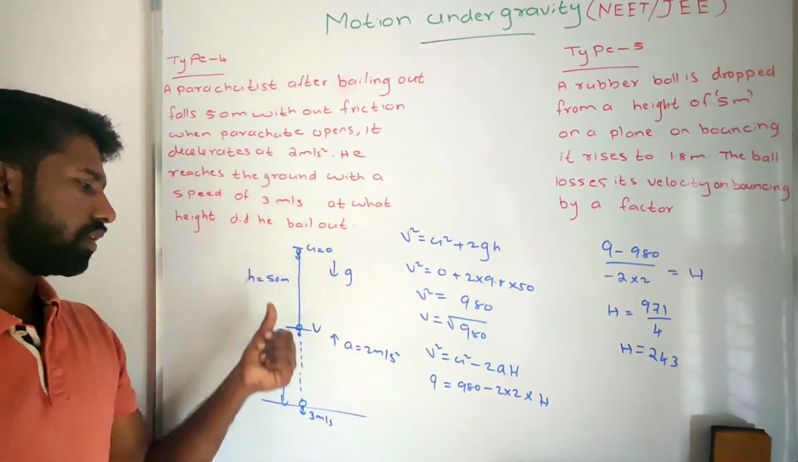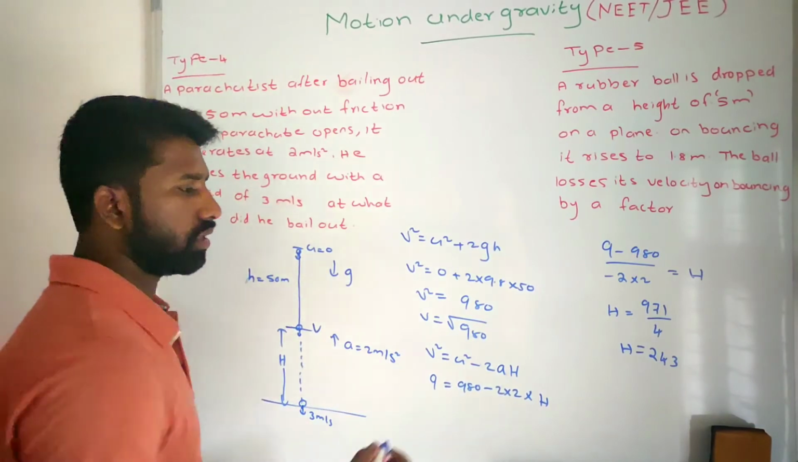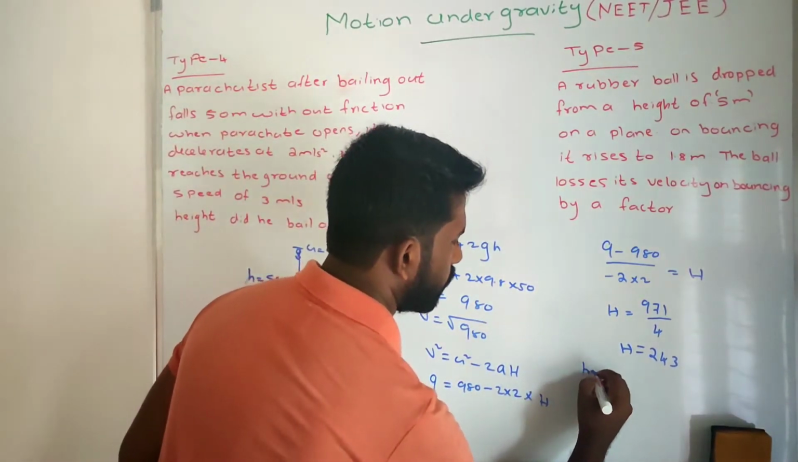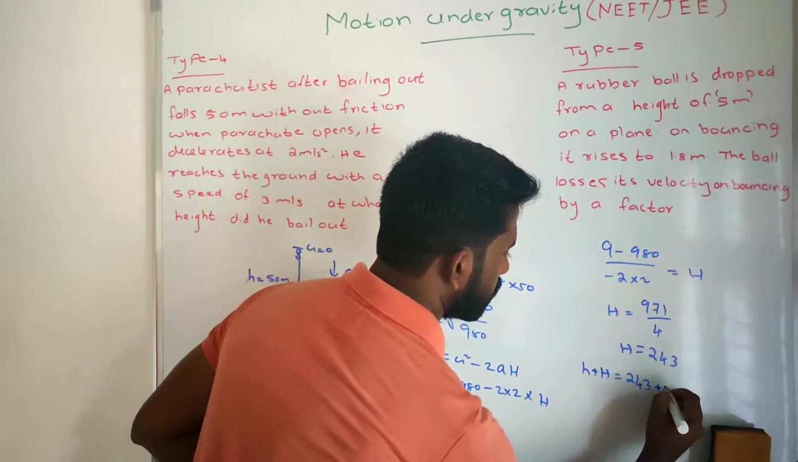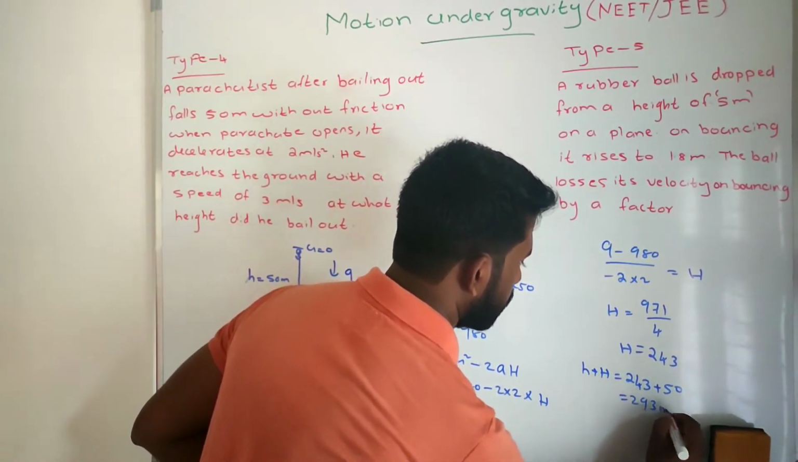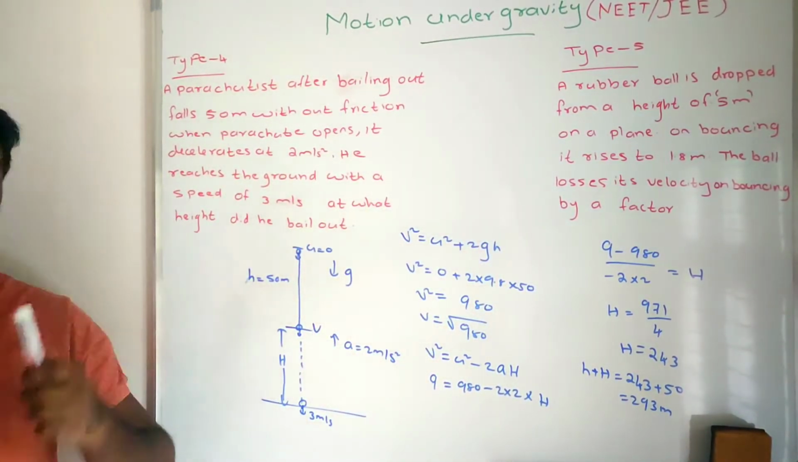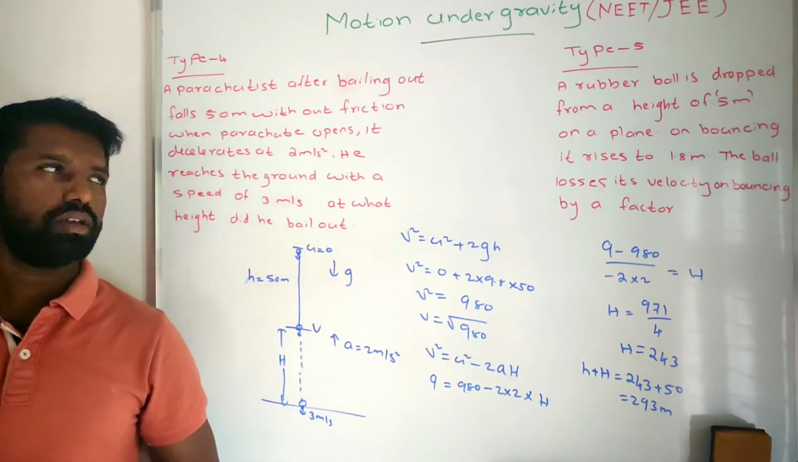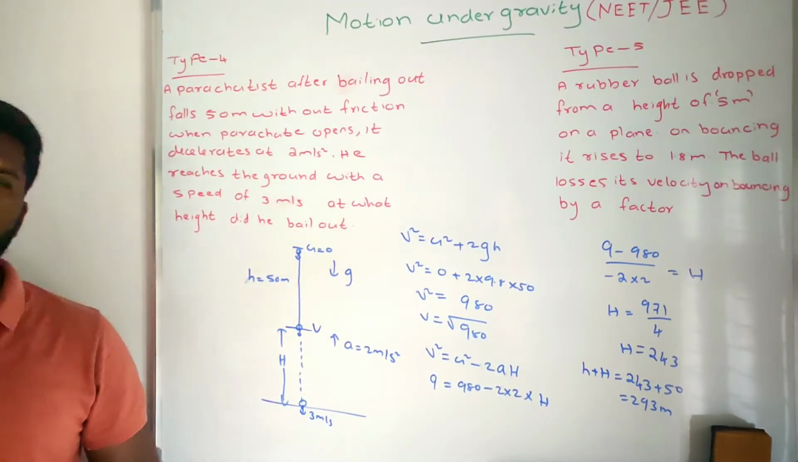So we need to find out at what height he bailed out. Total height is equal to h plus capital H, that is 243 plus 50. So 293 meter. At this height the parachutist bailed out. Okay, this is about type 4. Now we will see type 5.